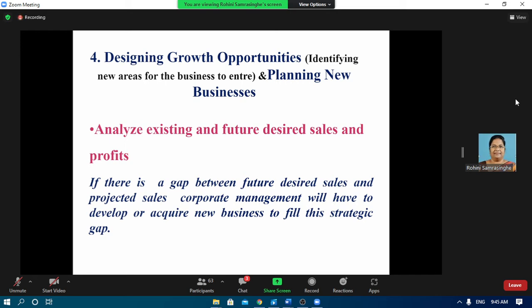So now you can see here the important purpose for identifying or establishing SBUs, as everybody understands, is to develop appropriate marketing strategies for different SBUs, right? So that is an important section that we already discussed last time.